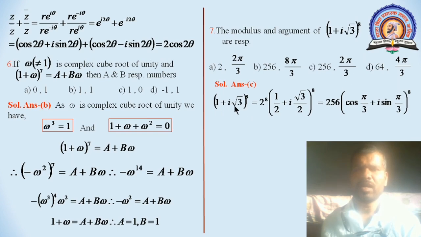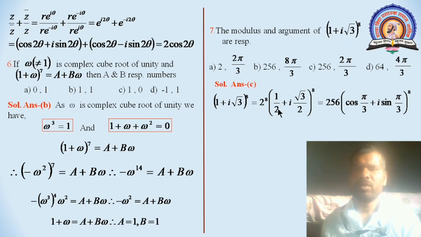Now (1 plus i root 3) raised to 8 can be written as follows: we will multiply and divide by 2 for simplicity. We get 2 into (1 upon 2 plus i root 3 upon 2), with 2 taken outside, raised to 8. So 2 raised to 8 into (1 upon 2 plus i root 3 upon 2) raised to 8.